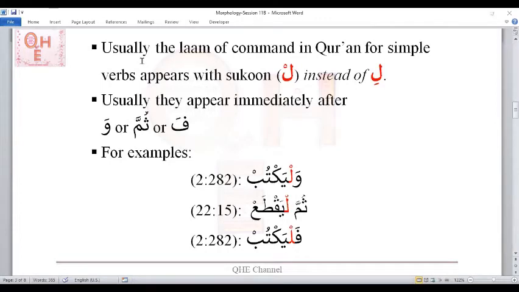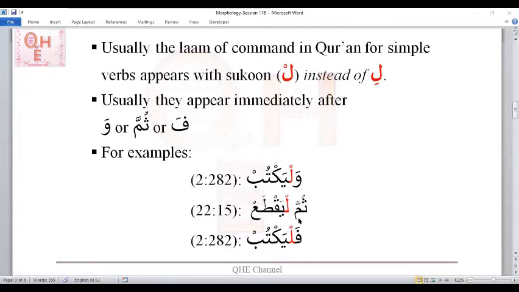So we have some examples here. Wal yaktub. So immediately after waw, I see a lam sakina. If that happens, then I should know this is a lam of command. Okay, so they don't come as lam kasra, they come as lam sakina, when they appear immediately after waw or thumma or fa.